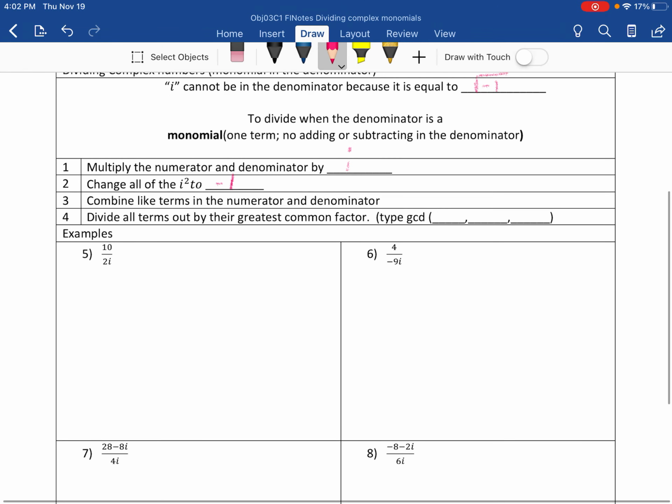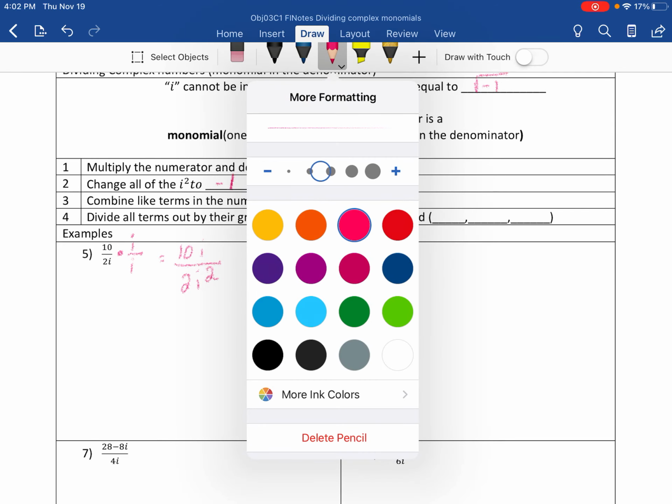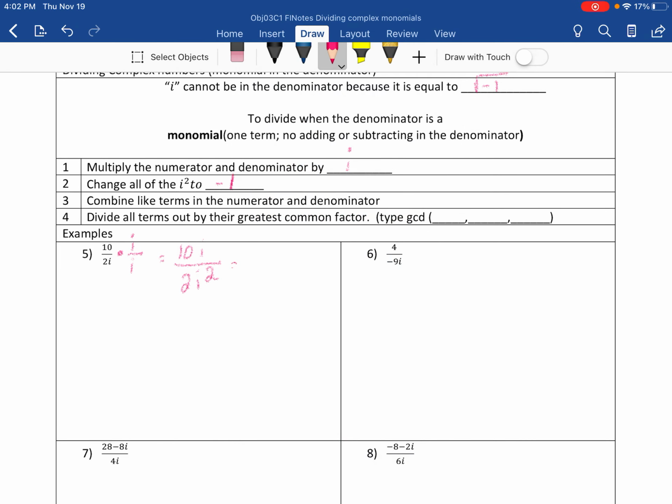Okay. So this first one right here, I want to get rid of the i in the denominator. So I'm going to multiply this by i over i. So this is going to be 10i over 2i squared. Okay. So that's going to be 10i over 2 times negative 1. That's going to be 10i over negative 2.